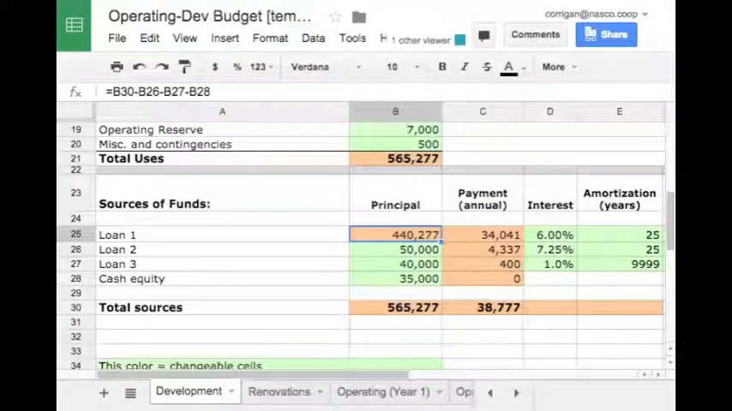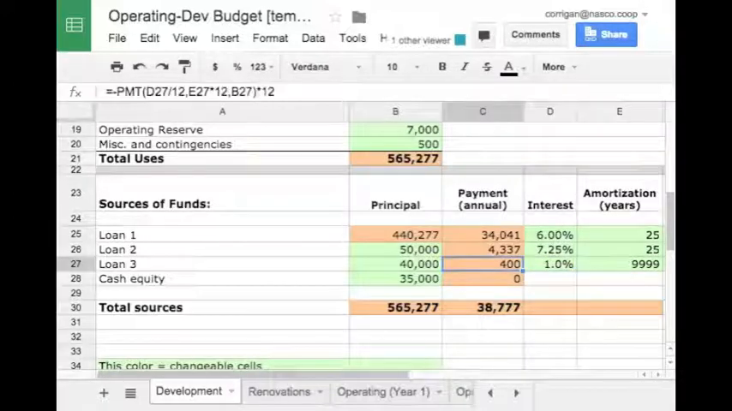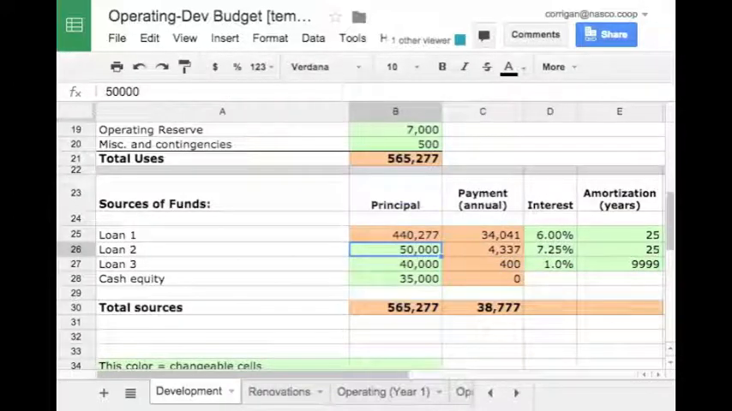So what you might practically do is say, all right, we're going to have $35,000 that we've fundraised ourselves and from members. We're going to borrow $40,000 from friends and family who are only going to charge 1% interest. And then what do we need to finish that out? So if we can borrow $50,000 from some kind of higher interest loan fund, then the remainder would be $440,277.